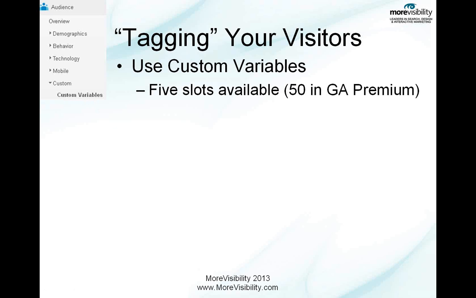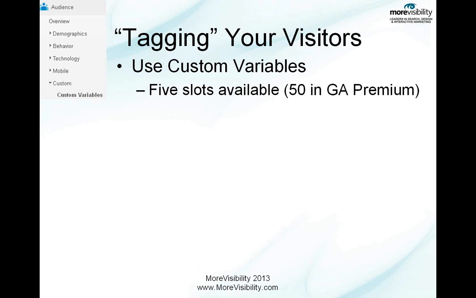There are a couple of things to keep in mind regarding custom variables. First of all, in the standard version of GA, which 99.99% of companies and organizations use, there are 5 slots available. So you have 5 slots or 5 opportunities to tag people, and that's it. And I think for a lot of people, or most people, that works, and that's enough, and it's effective.